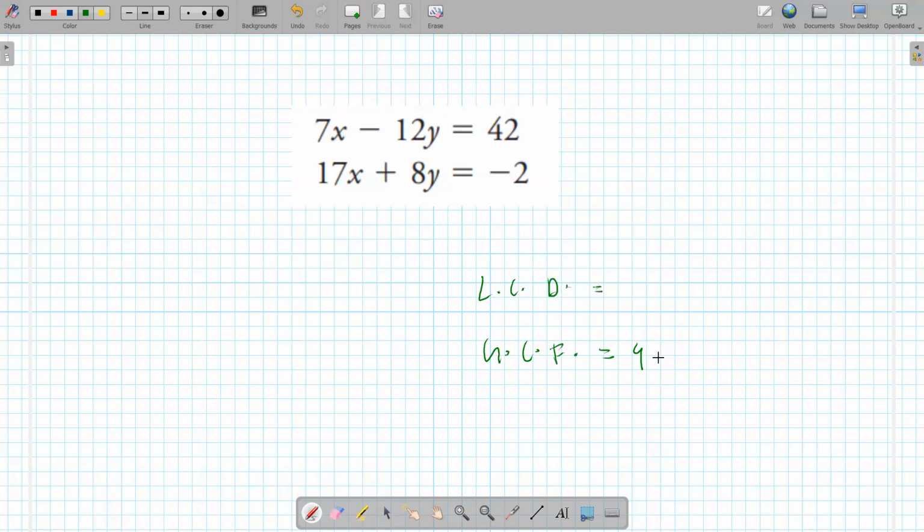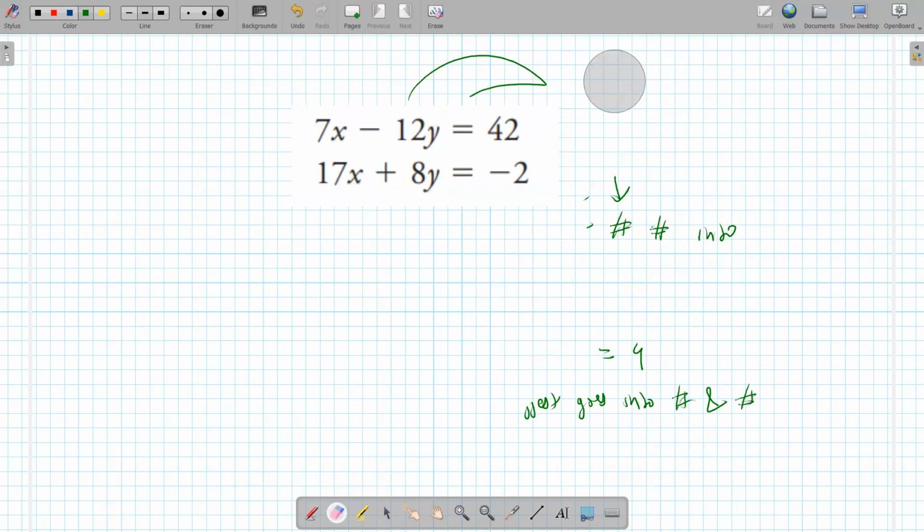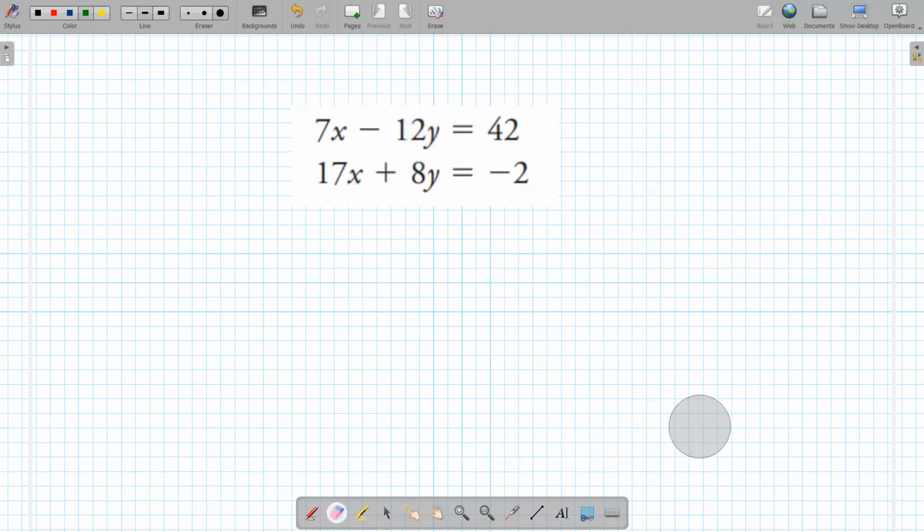GCF is the biggest number that goes into both of them, okay? GCF is the biggest number that goes into the numbers that you're interested in. Whereas LCD is the smallest number that both of those guys go into. It's the smallest number that the numbers you're interested in go into, okay? The other way around. GCF goes into these guys, LCD is what these guys go into. So anyways, the LCD between 12 and 8 is 24.